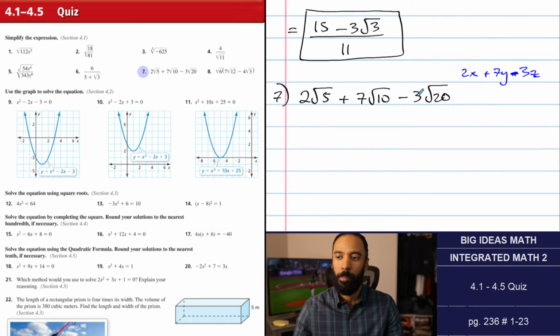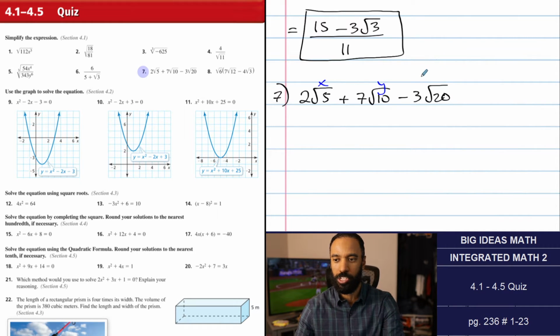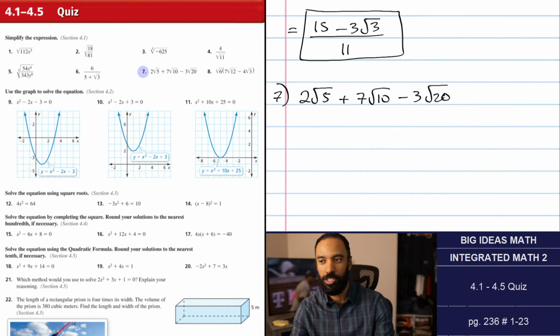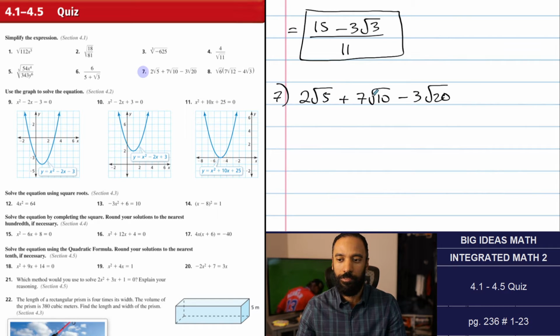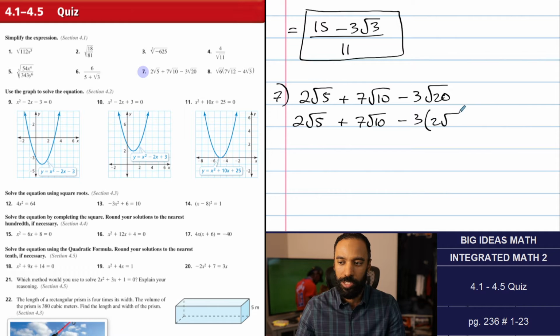No like terms. But if I can simplify a radical, because the reason I said x, y, and z is because these are different radicals. If I can simplify a radical such that I make it look like another one, if I can make this 20 look like root 10 or root 5, I want to go after it, and then I can combine like terms. And I can. So 5 and 10 don't have perfect square factors, but 20 does. You can factor a 4 out of there. I can turn this into 2 root 5 plus 7 root 10 minus 3 times root 20 is 2 root 5.